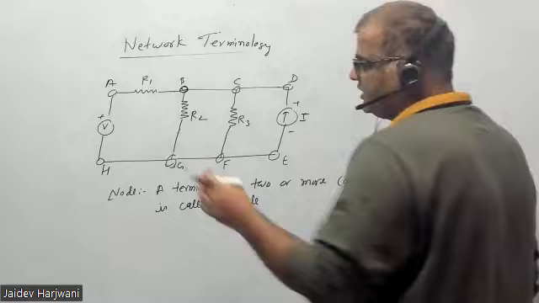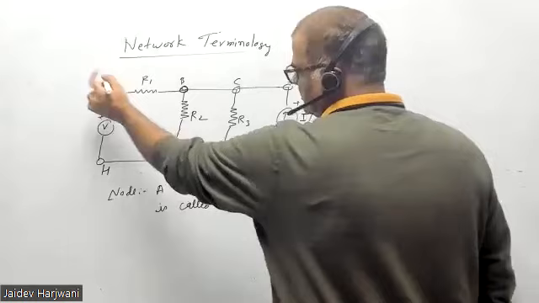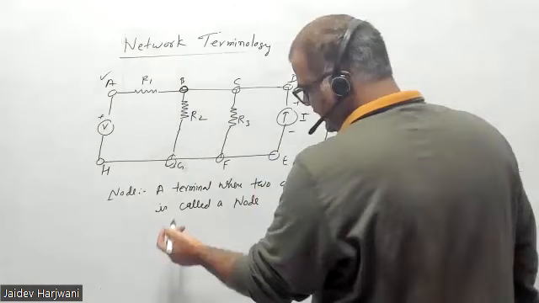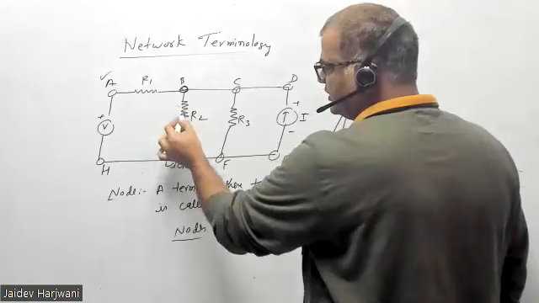If you go by the definition, a node is a terminal where two or more components join together. So this is a component, this is a branch, this is a branch, joining here. So this qualifies the definition of a node. So A is a node. I am writing here, A is a node. Which ones are nodes? A is a node. Talk about B. Here also two components are getting joined together. Yes, sir. B is also a node.